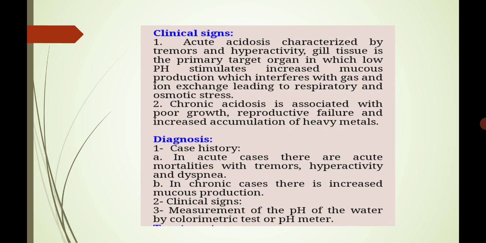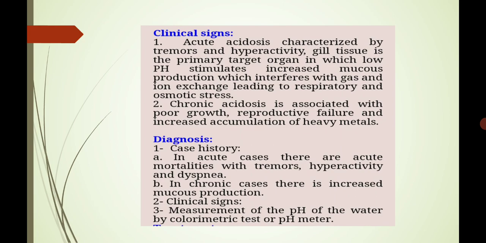Now, the clinical signs of low pH: acute acidosis is characterized by tremors and hyperactivity. Gill tissue is the primary target organ, in which low pH stimulates increased mucus production, which interferes with gas and ion exchange, leading to respiratory and osmotic stress. Chronic acidosis is associated with poor growth, reproductive failure and increased accumulation of heavy metals.